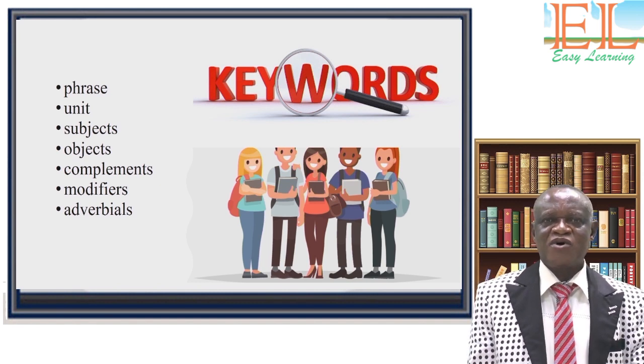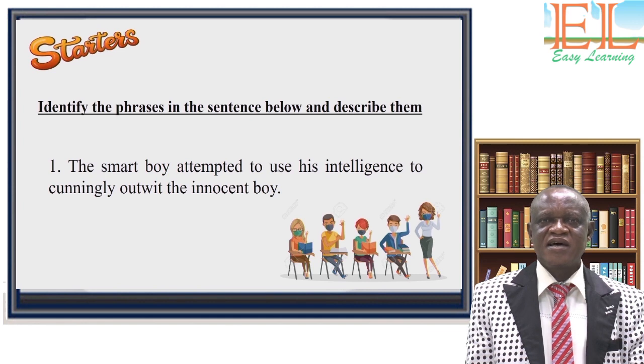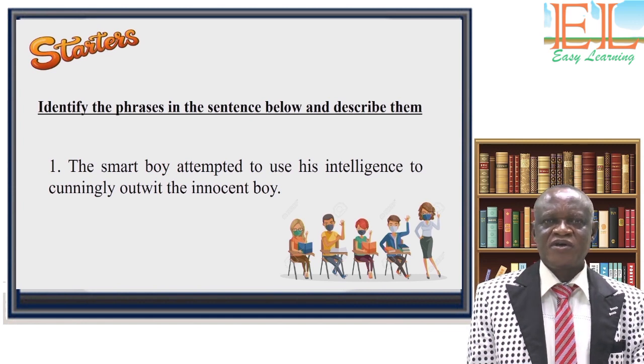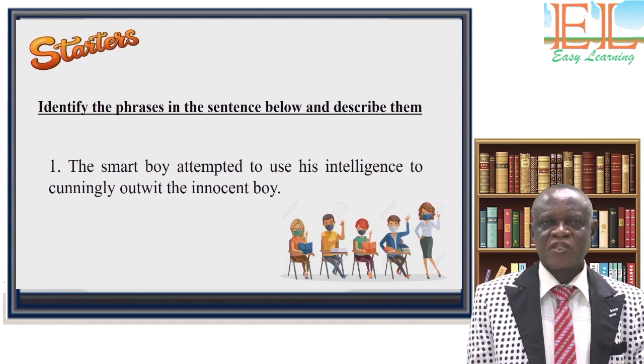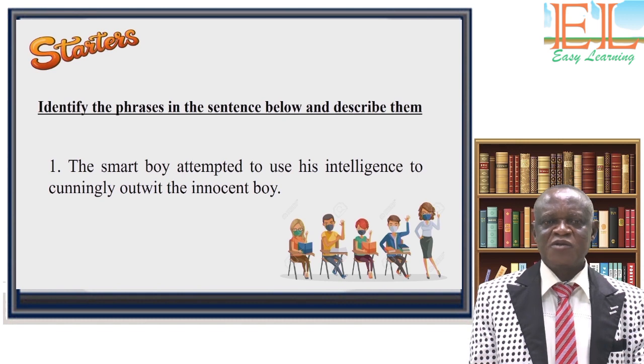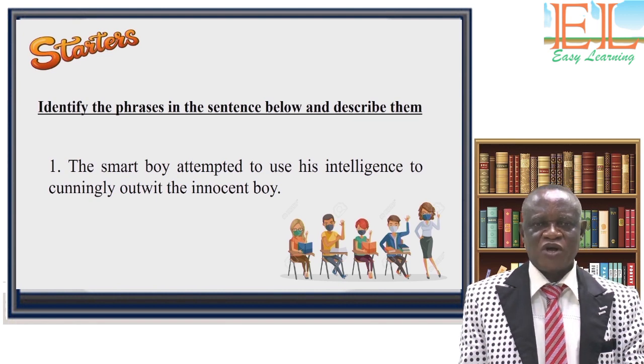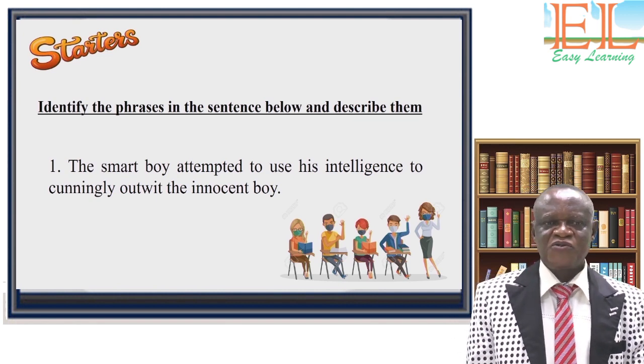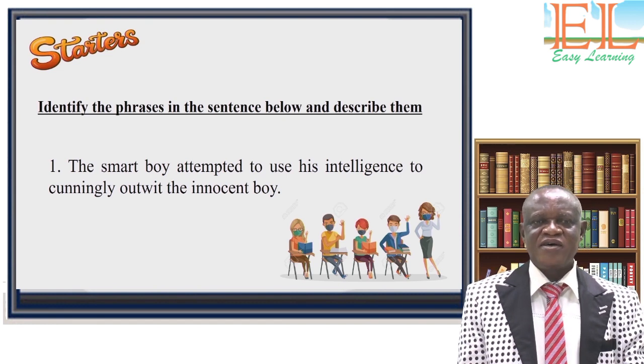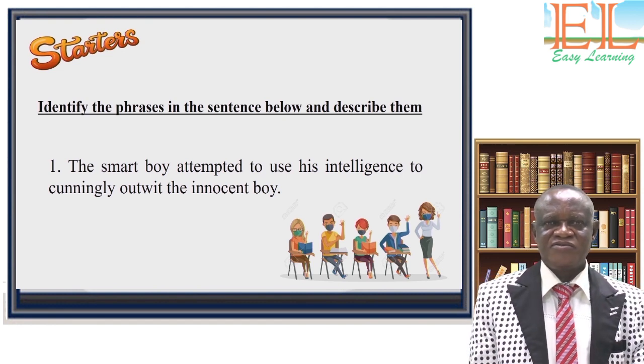Now, for a starter, you are going to do an identification exercise to see if you are conversant with phrases. This is what we have on the slide. Identify the phrases in the sentence below and describe them. And the sentence is, the smart boy attempted to use his intelligence to cunningly outwit the innocent boy. You have a few seconds to identify the phrases and then describe them.